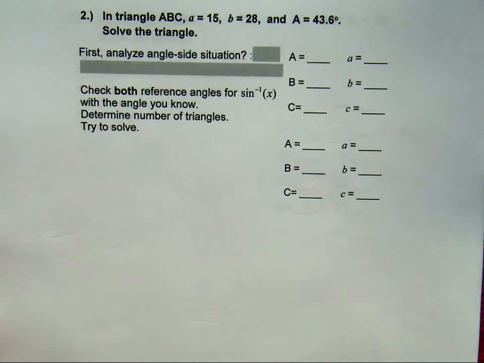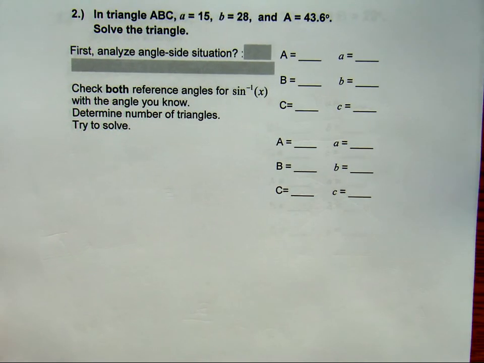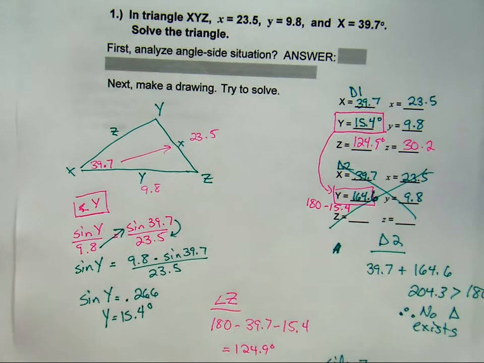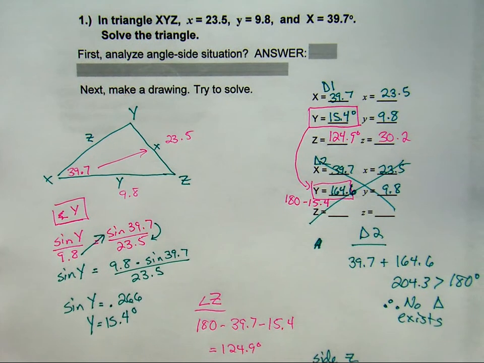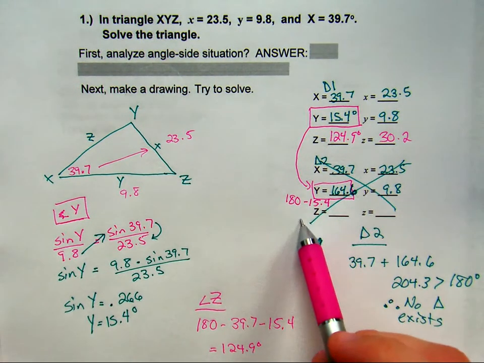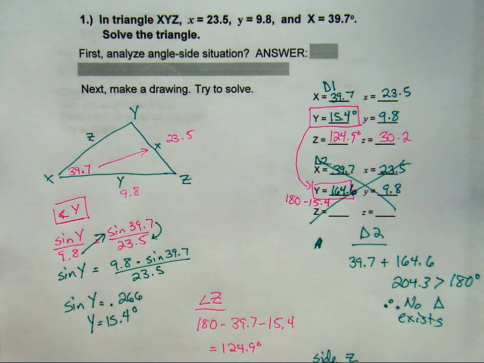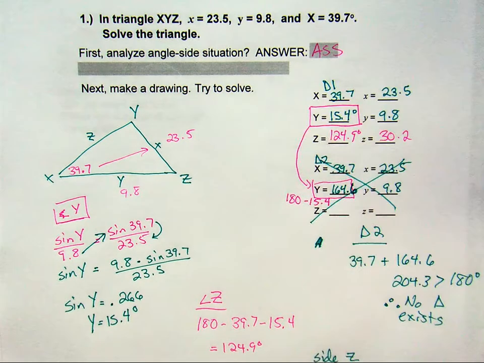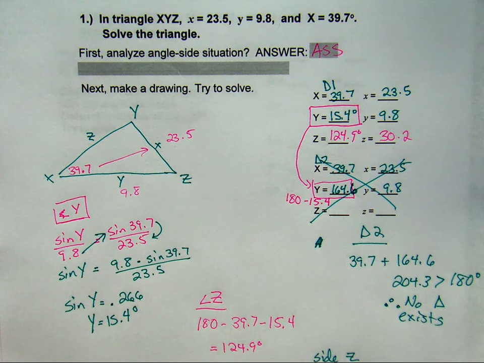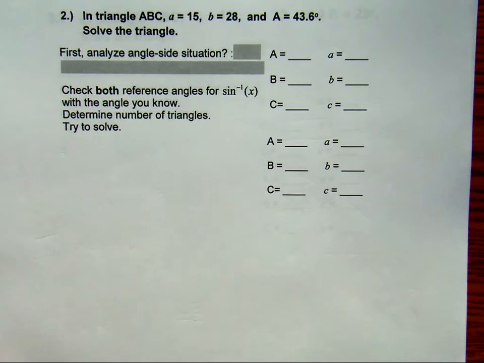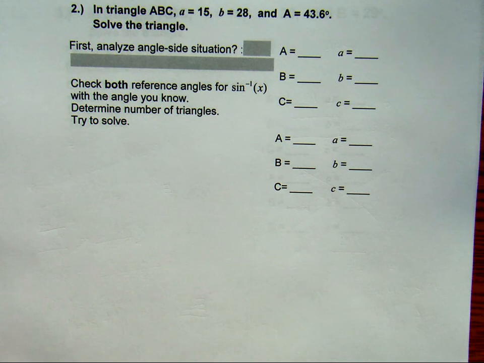Oh, one more thing we should probably mention. The only reason we had to check for the second triangle was because of the angle side-side relationship. Okay? That's when you're going to have an ambiguous case. Let's check out example 2.